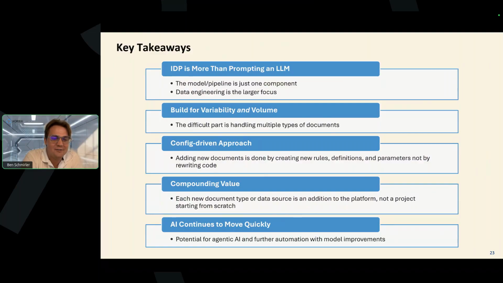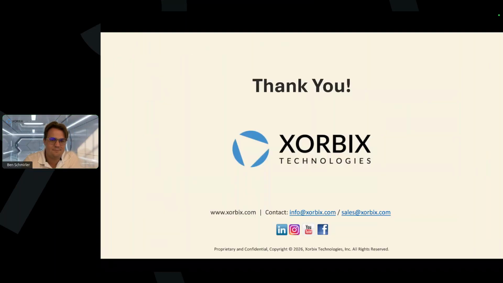Compounding value: each new document type or data source is an addition to the platform, so you're not just starting from scratch. And the last takeaway is that this is just the starting point. You can blend the app and the 6-step process into an agentic AI framework or workflow to automate decision making. Those are some of the takeaways. We can move on to the Q&A section.